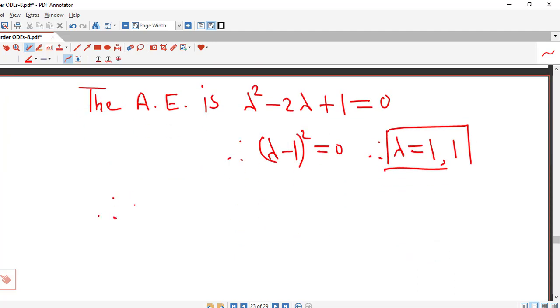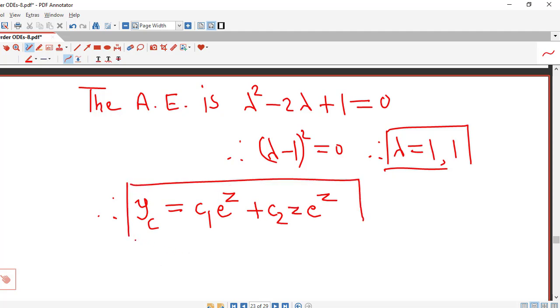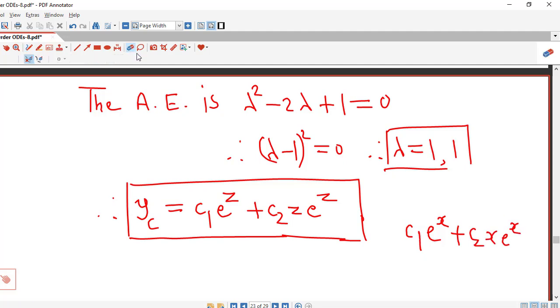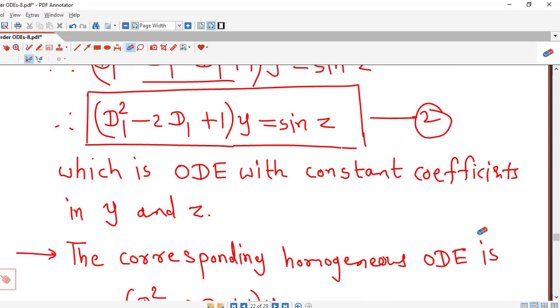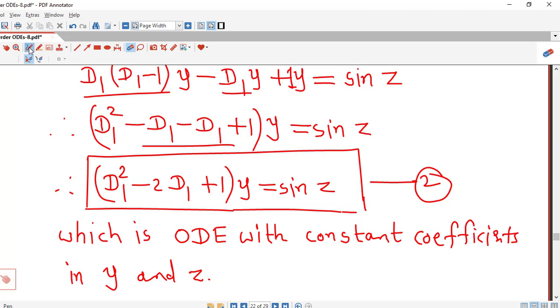So therefore the complementary function is yc equal to c1 e raised to z plus c2 z e raised to z. We will keep in mind that we are solving the equation in terms of y and z. So z is the independent variable, so be careful, never write x here. Now we are solving equation 2, which is the equation with z as the independent variable. So the solution of this equation will be in terms of y and z.